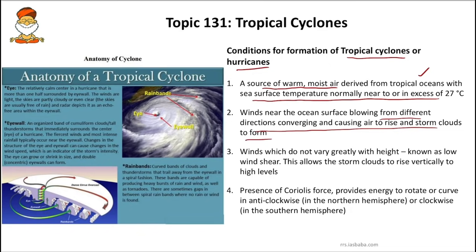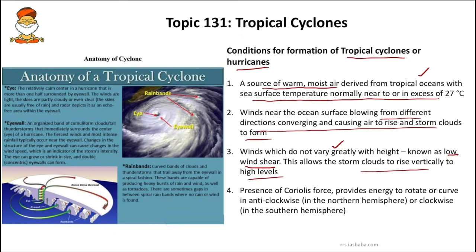Okay, so this is the second point. Third, winds which do not vary greatly with height. The next condition is regarding the role of wind shear. Usually the winds which do not vary greatly with height are known as low wind shear. So there should be low wind shear. This allows the storm clouds to rise vertically to high levels.